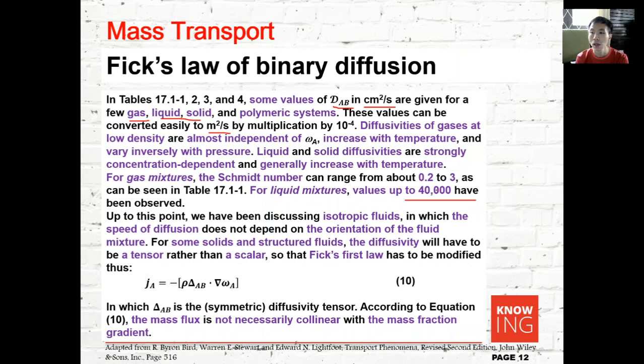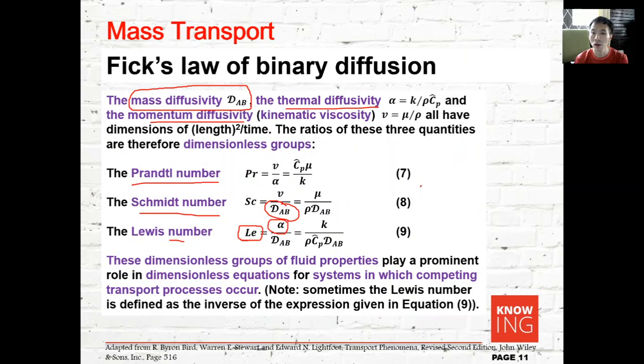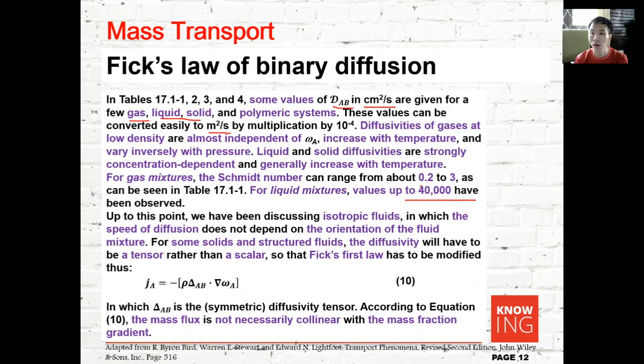Because if you go back, a high Smith number means that your momentum transport will be dominant. For a low Smith number, it means that your momentum transport will be less dominant. And up to this point, we have been discussing isotropic fluids, in which the speed of diffusion does not depend on the orientation of the fluid.